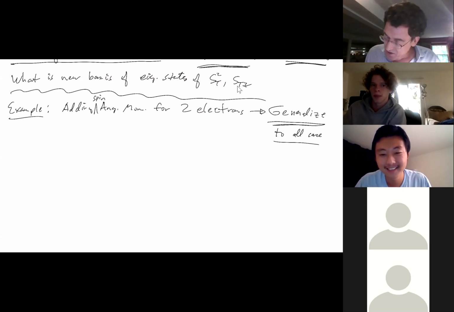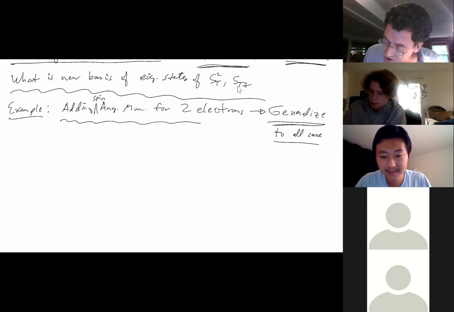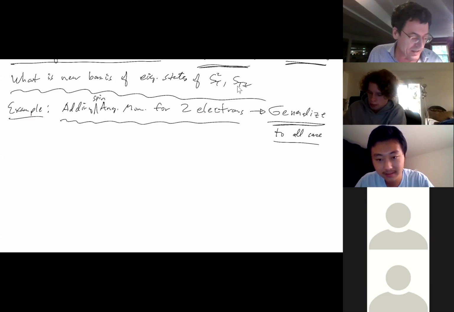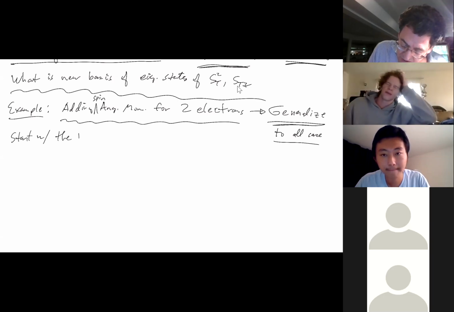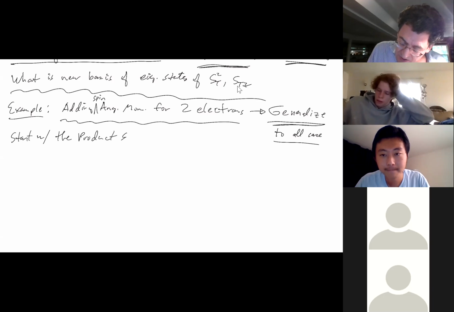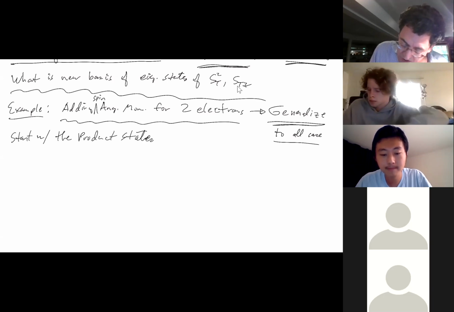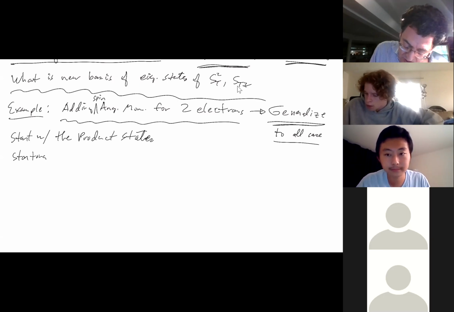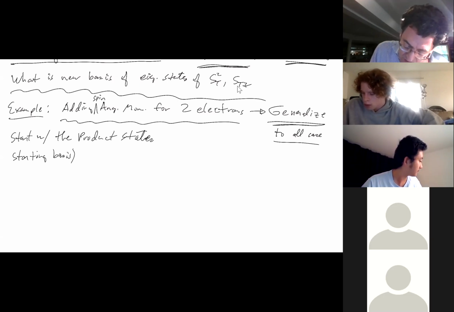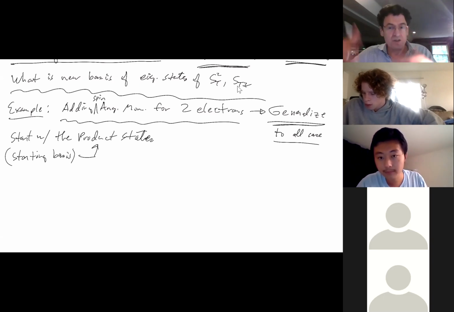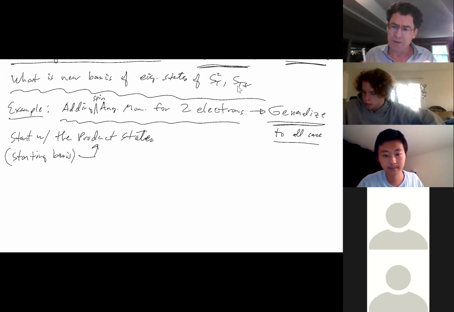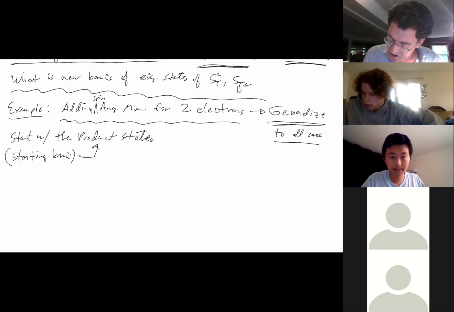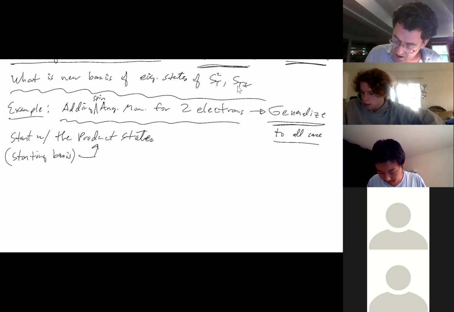So, okay, let's do that. Let's consider 2 electrons, and let's add their spin angular momentum. The first thing we have to do is start with the product states, because that's our starting basis. And then we will convert to the new basis. That's the whole point. But before we can do that, we have to remember what the old basis is. So let's consider the simple product states for 2 electrons.